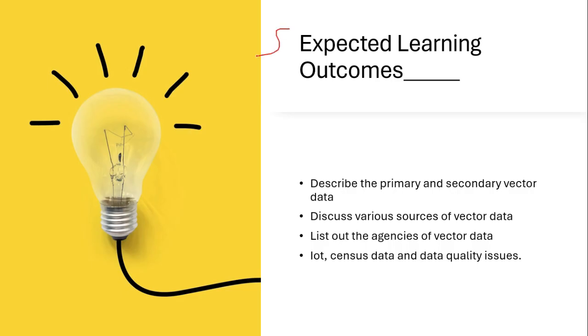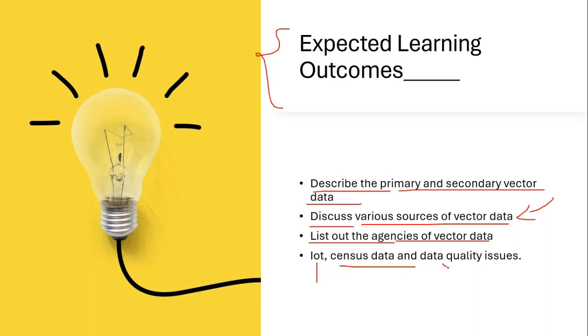So what will be the expected learning outcomes from this lecture? We will describe the primary and secondary vector data and also discuss the various sources of vector data from where we can get the vector data, and list out the agencies that have a huge data collection in vector format. We will also talk about IoT and census data and also the data quality.